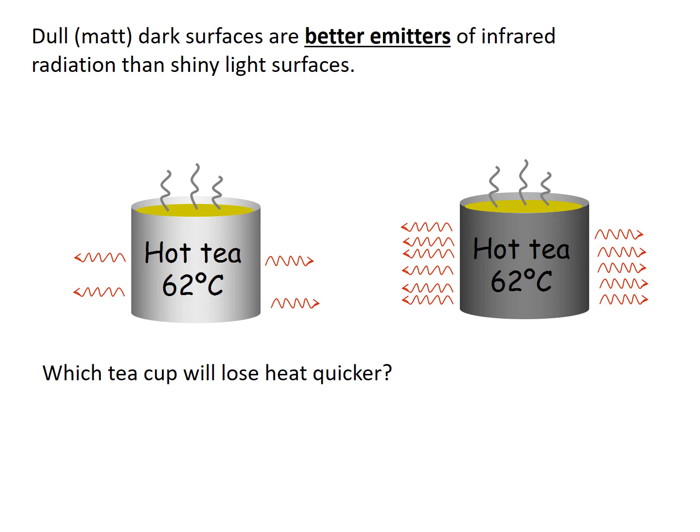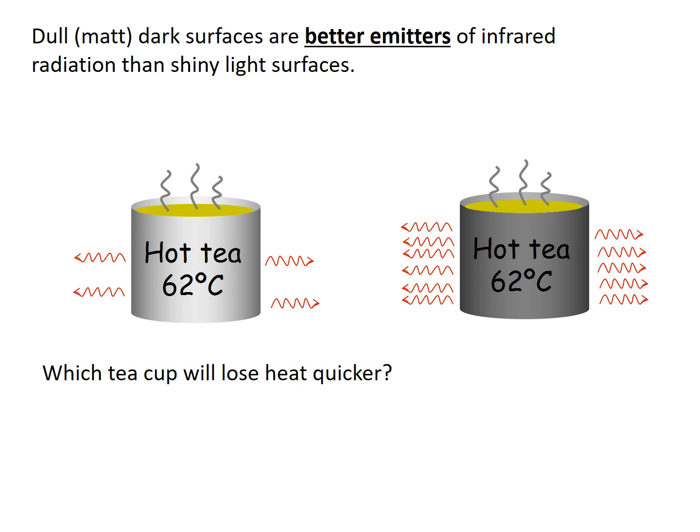So, as we've just said, dark surfaces are better emitters of infrared radiation than shiny surfaces. So a shiny surface will reflect the heat, whereas the dark surface will absorb it and then emit it. So it's slightly different. Light and thermal energy will be reflected from a shiny surface, whereas a dark surface or a dull surface will absorb the energy. The energy will build up within the dark object, and then it will start to emit it.